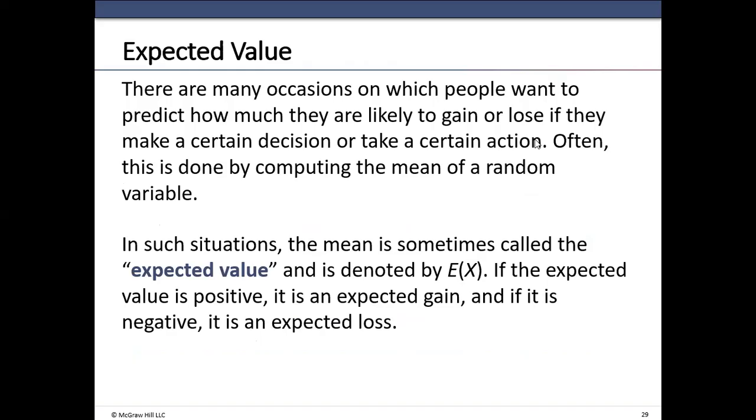Expected value. There are many occasions on which people want to predict how much they're likely to gain or lose if they make a certain decision or take a certain action. Often this is done by computing the mean of a random variable. In such situations, the mean is sometimes called the expected value. So mean is the same as expected value, denoted by E(X). If the expected value is positive, it is an expected gain, and if it is negative, it is an expected loss.